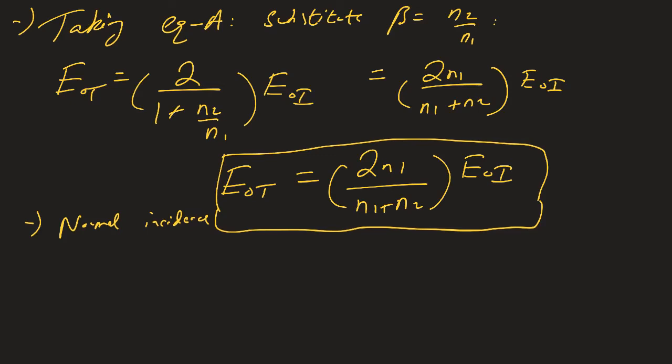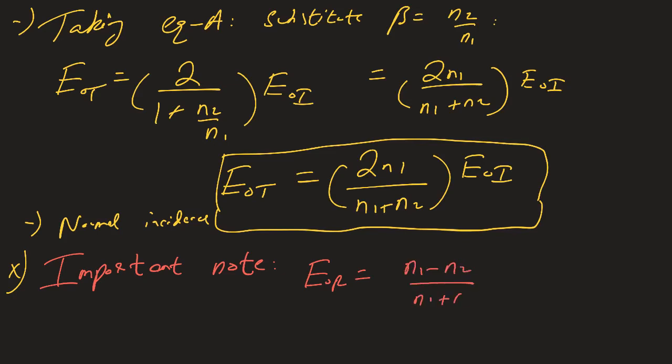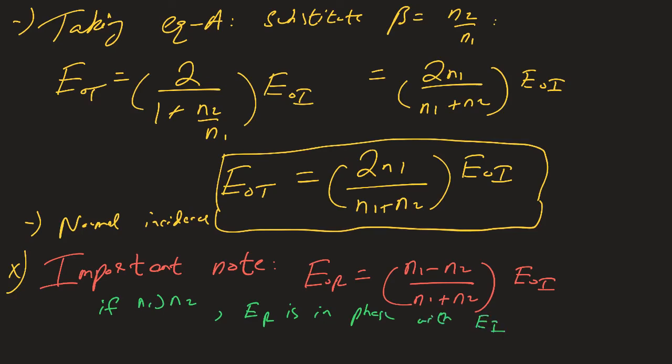Now, there's some very interesting stuff that happens in the case of reflection. So I'll label this as an important note. So consider E naught R, which is equal to n1 minus n2 over n1 plus n2 into E naught I, which is the incident electric field. Now notice that, you have to pay attention to this. So if n1 is greater than n2, that is, if the refractive index of material 1 is greater than the refractive index of material 2, then ER is in phase with EI because you have a positive sign.